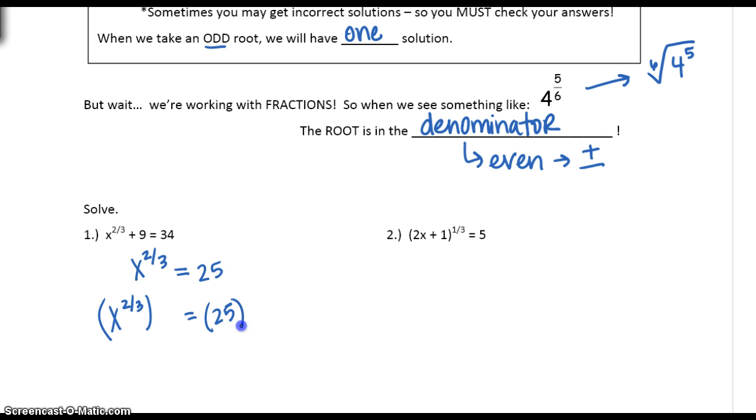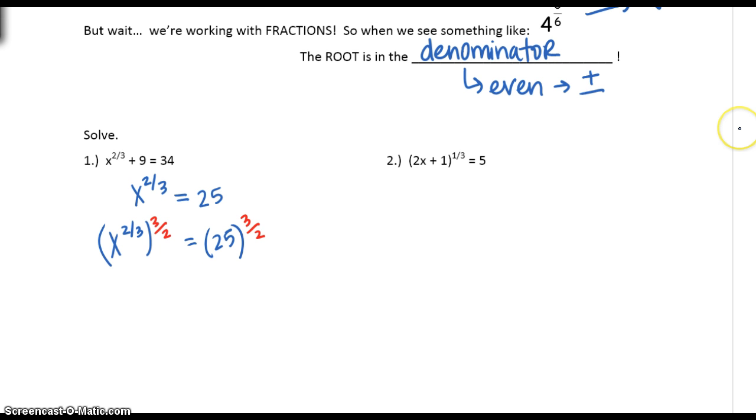So here's everything we already have. And what we're going to do is take it to the reciprocal power. And what happens there is, what's 2/3 times 3/2? It's 1. So peace out, goodbye. We just have an x.